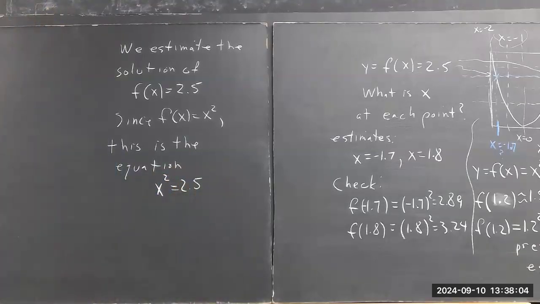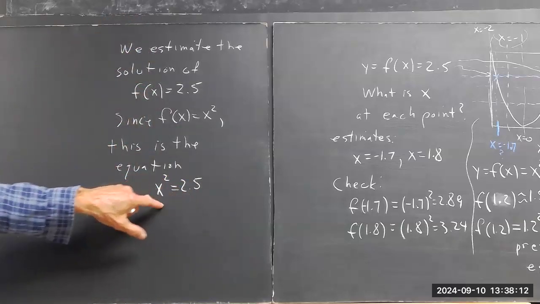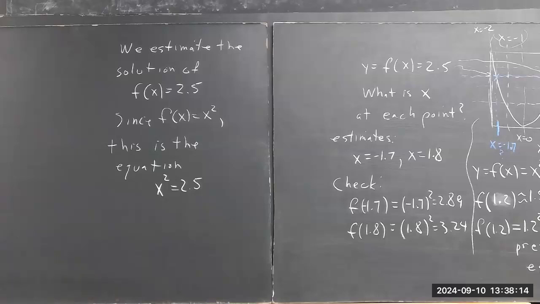So this is the equation, x squared equals 2.5. Okay, there's an equation. Write it down. Don't write down the rest of my words. I'll take the time to write down that equation, and write down the steps you would take to solve it.